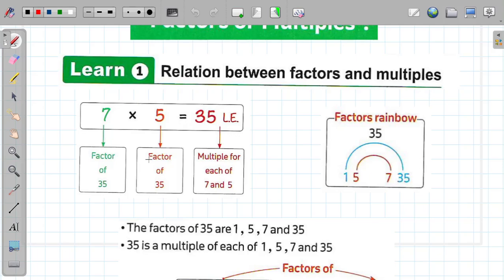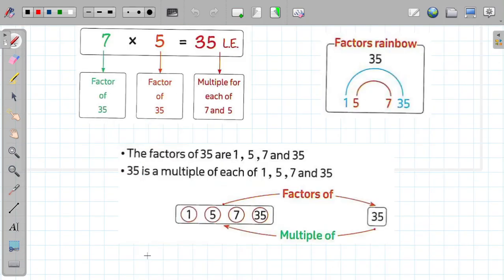So if I want to find the factors of a number like 35, I will ask which timetable contains 35. So it will be 1, 5, 7, and 35. And about 35, I can say it's a multiple for each of 1 and 5 and 7 and 35. So I can say 1, 5, 7, and 35 are factors of 35. And 35 is a multiple of 1 and 5 and 7 and 35. Okay?